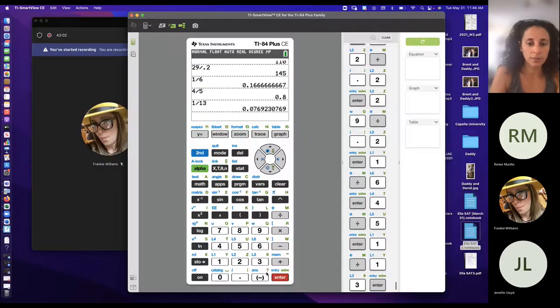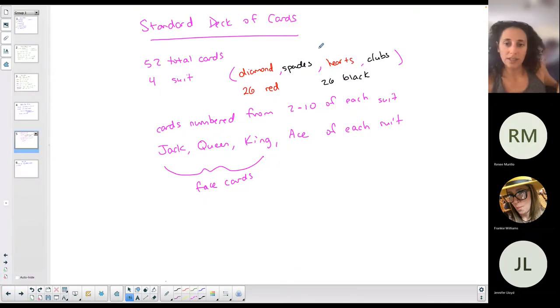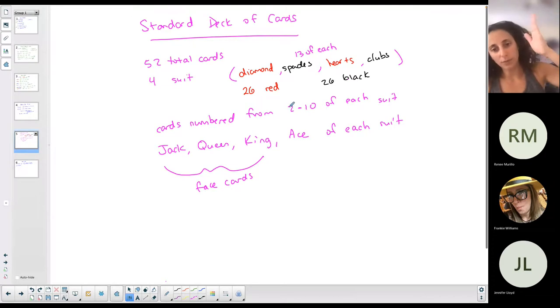Let me show you this. 52 divided by 4 is 13. So I have 13 of each of these. Okay. I have four of each particular card. Four jacks, four queens, four kings, four aces, four twos, four threes, four fours, four fives, four sixes, four sevens, four eights, four nines, four tens. But because I have 52 cards cut in four suits, I have 13 of each of these. So I do have a diamond for each of these, from 2 to 10, jack, queen, king, ace. So there's 13 diamonds. Same thing with spades, hearts, and clubs.